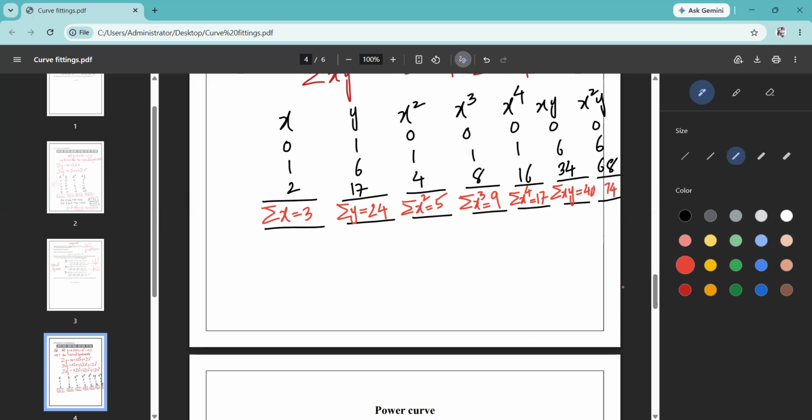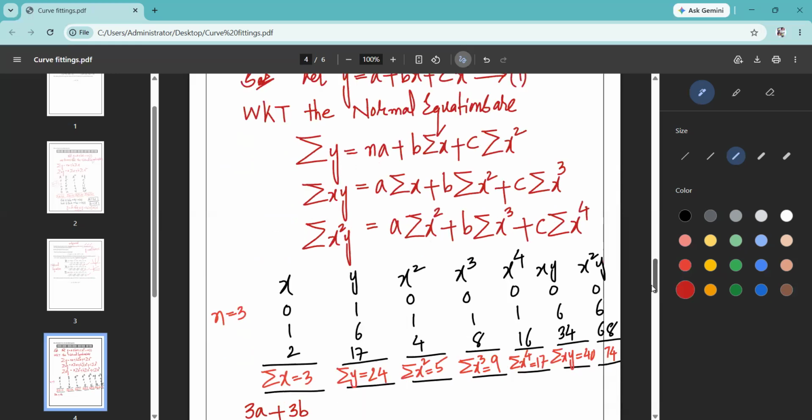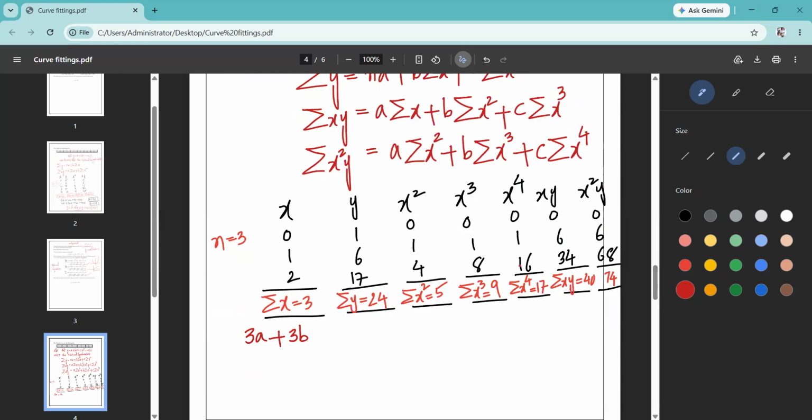The n value is 3. So we just plug in these values in our normal equations. n value is 3, so it is 3a plus 3b, since summation x is 3, plus 5c, since summation x square is 5, is equal to summation y value, which is 24. So 3a plus 3b plus 5c is equal to 24. This is equation number 1.